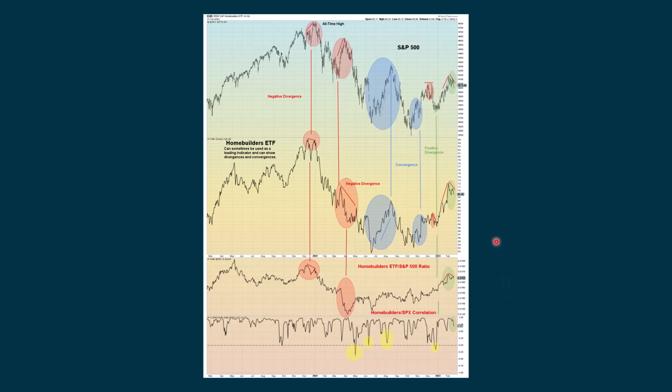Home builders, we want to watch this, especially when we see divergences here. If the home builders are starting to go lower while the S&P is going up, that's a real warning sign. Right now, they're pretty much going in the same direction overall, so not really flashing anything out of the ordinary.